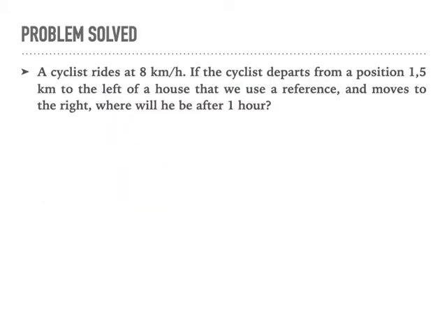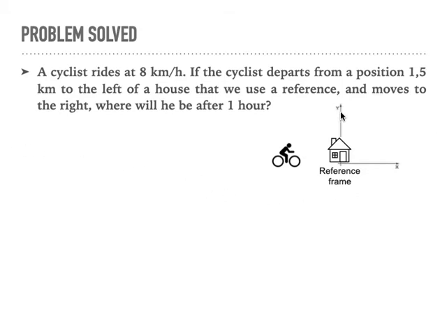Here we have a problem solved. A cyclist rides at 8 kilometers per hour. If the cyclist departs from a position of 1.5 kilometers to the left of a house that we use as a reference, that's our reference, remember that, and moves to the right, where will he be after 1 hour? So again, I need you to organize the problem with data, conversion of units, formulae and calculations. And I want to see this because I'm going to do it like that.